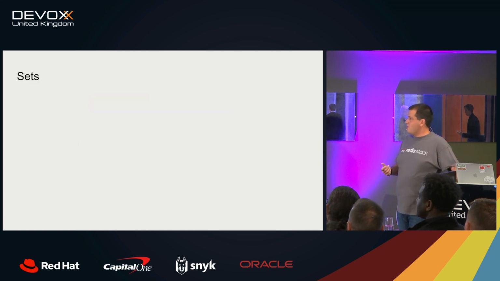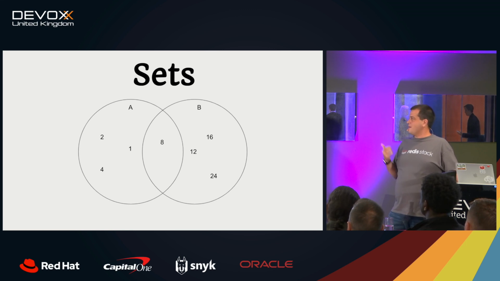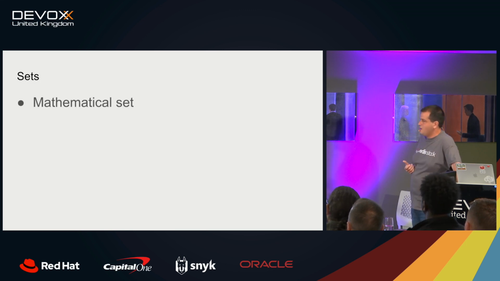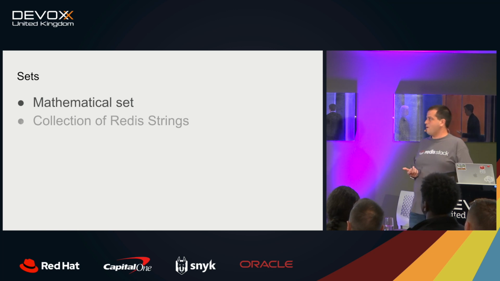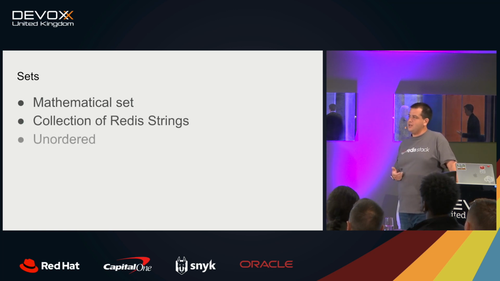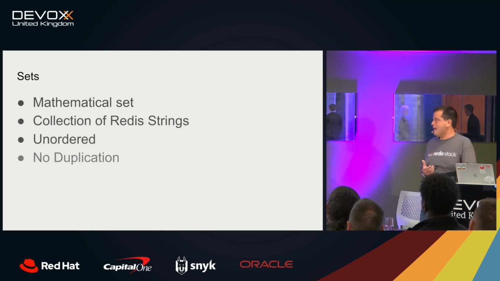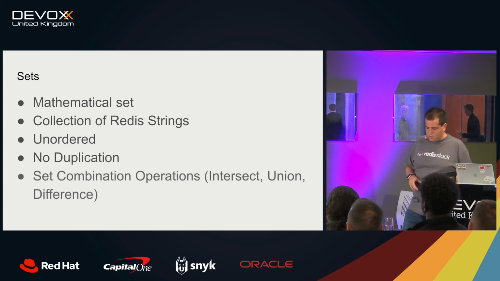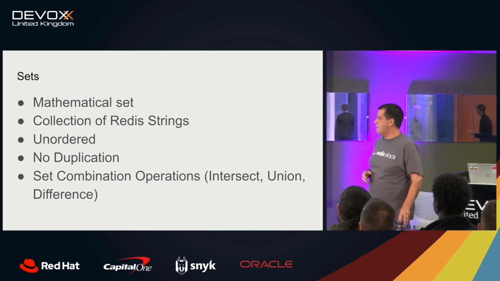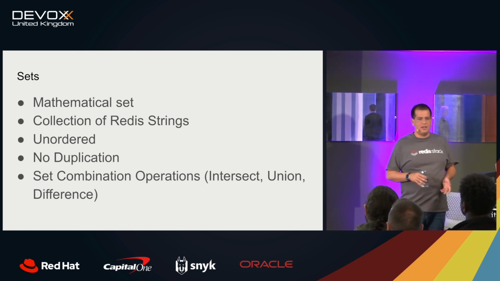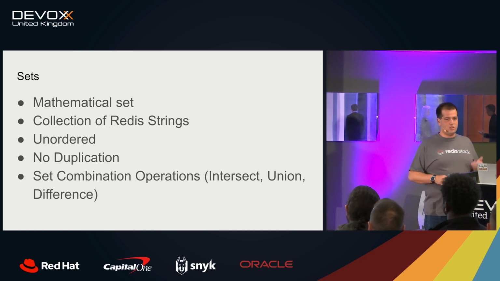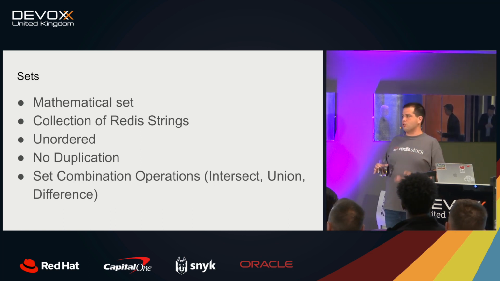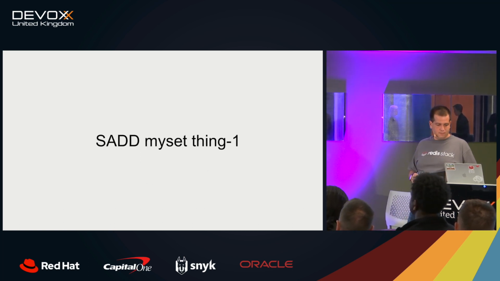The next data structure I really want to talk about is sets. Sets are like mathematical sets, right? They're a collection of Redis strings that aren't ordered, and they don't allow any sort of duplication. Now, you can run the normal set combination operations that you would think of, like intersections, unions, and differences on them to produce conglomerations of these sets.